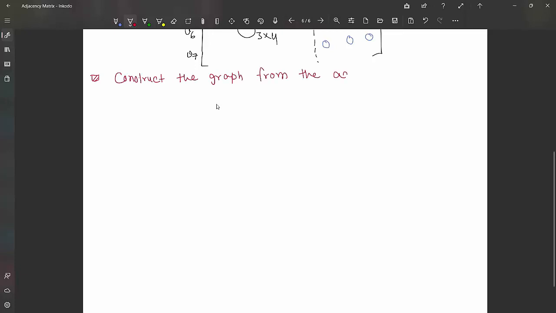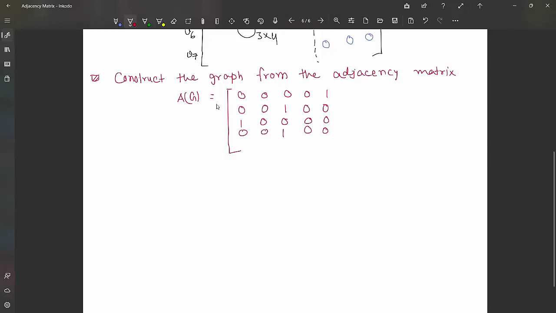from the adjacency matrix A G is equal to, this is the matrix, take it: 0 0 0 0 1, then 0 0 1 0 0, then 1 0 0 0 0, then 0 0 1 0 0, and then 0 1 0 0 0. So this is the adjacency matrix and you have to draw the graph from this.